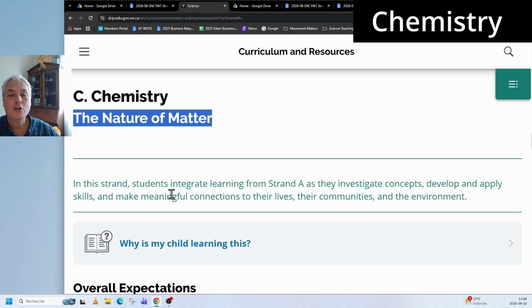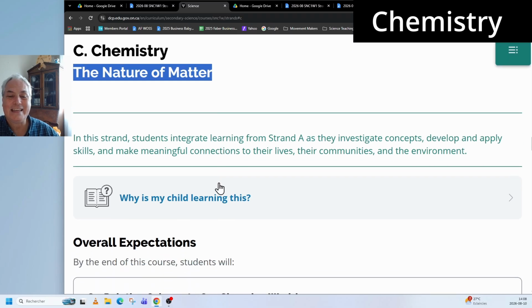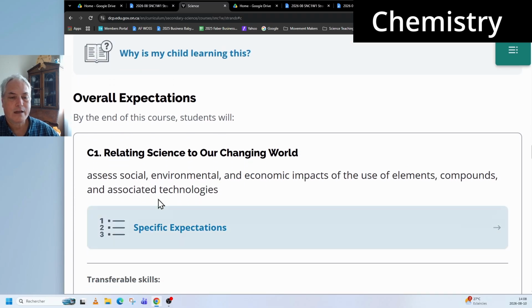In this strand, students integrate learning from strand A, which is on STEM skills, as they investigate concepts, develop and apply skills, and make meaningful connections to their lives, their communities, and the environment. So let's see if we can look at the first one.